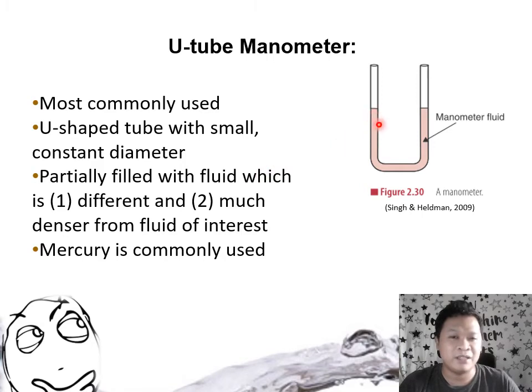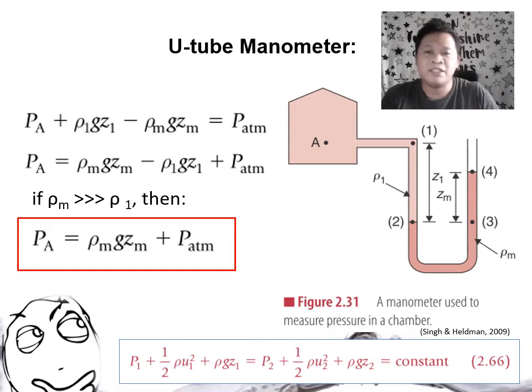And then meron kang fluid na laman dyan, which is number one, it should be different and much denser than the fluid of interest. Okay, so typically mercury is used. So halimbawa, dito yung water mo, tapos nandito yung mercury. So we know that because mercury is very dense, it doesn't really mix with water, so hindi naman issue yung contamination in this regard. So it's important that we still cling on to the Bernoulli equation sa puntong ito.